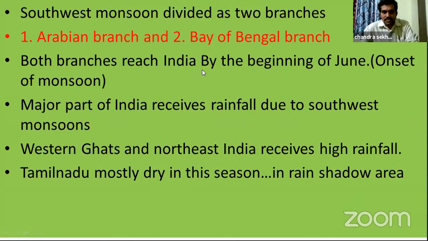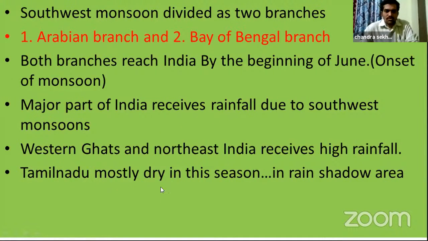Both branches reach India by the beginning of June. This is called the onset of monsoon, the beginning of the monsoon. A major part of India receives rainfall due to the southwest monsoons. The Western Ghats and Northeast India receive high rainfall in the season of southwest monsoons.